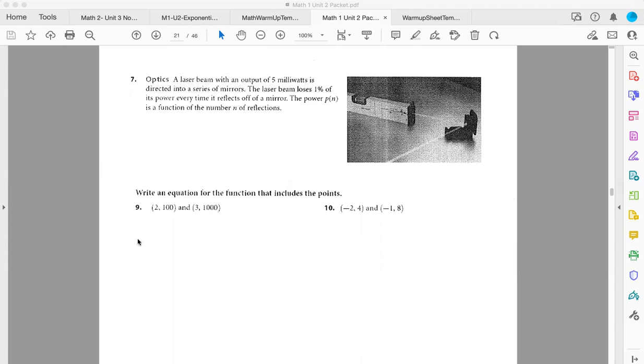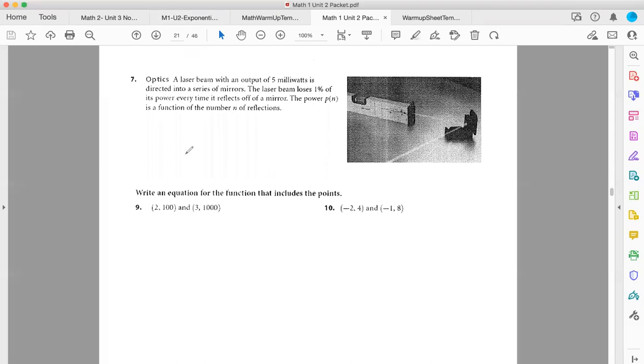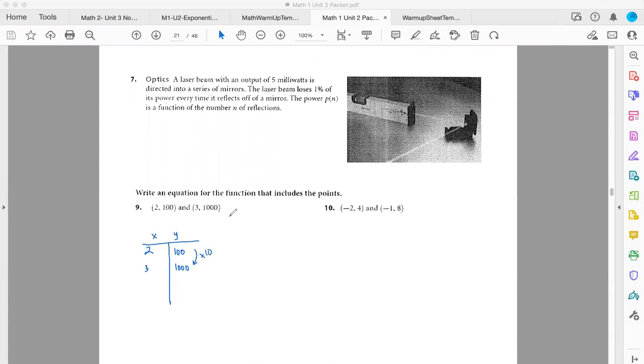Now, what can we do here? You can think about it visually, and you can say, okay, if 2 for x gives me 100 for y, 3 for x gives me what? 1000. So we can see that it gets multiplied by 10, from 100 to 1000. So most likely this is an exponential pattern. Now, did they say that? They said write an equation. So we don't know. It could have been add 900, and then add 900 again.